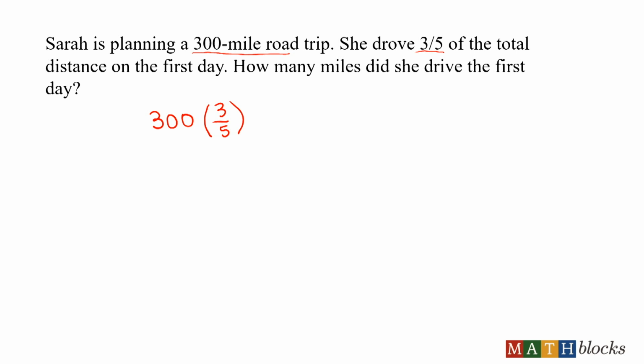Now remember, 300 is the same as 300 over 1, so we really are just multiplying two fractions together. So we can multiply the numerators together to get 900, and the denominators together. 5 times 1 just gives us 5. And then we could simplify this just a little bit more. 900 divided by 5 is 180. So on that first day, she drove 180 miles.